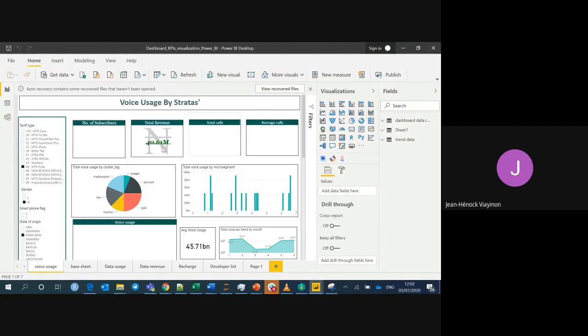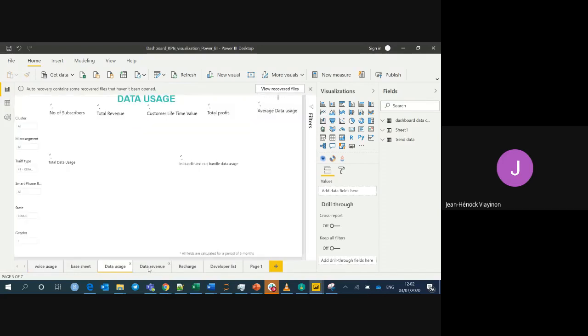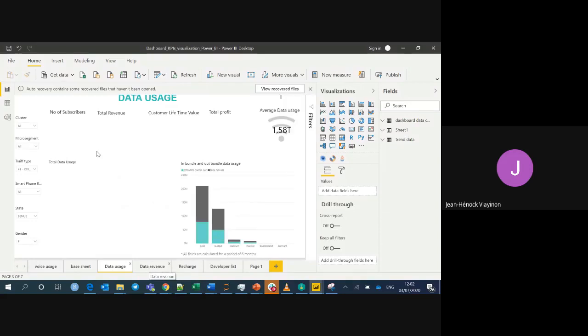So now here you have your dashboard. You have a lot of sheets. You have the voice user, the base sheet, the data user, the revenue, data revenue, the refill, and the developer list. So you could just explore things like that. You click on a sheet and it should just appear like that. Yes. So now, yes, data revenue is here.